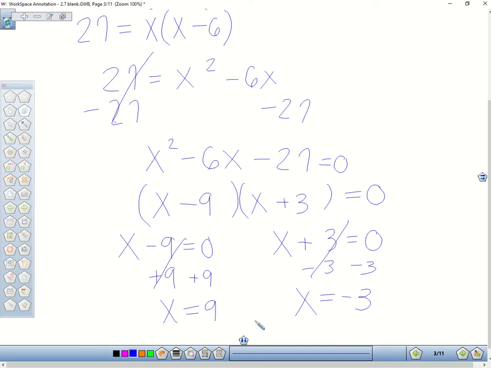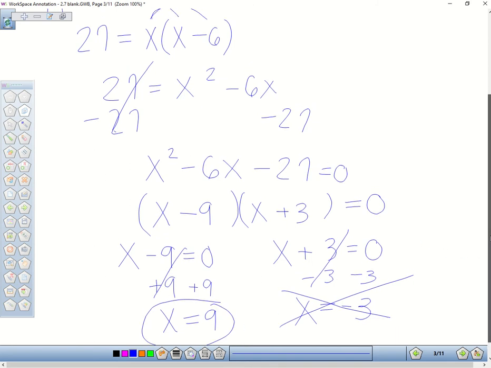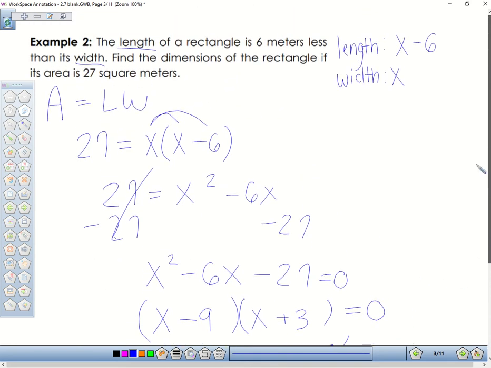So of these two solutions, which one of them am I going to reject? Good, because measurements can't be negative. So my x value here is 9. So scrolling back up, my width is equal to 9, but they want to know both dimensions. So how can I find the length? 9 minus 6, which is 3. And that would make for an area of 27, right?